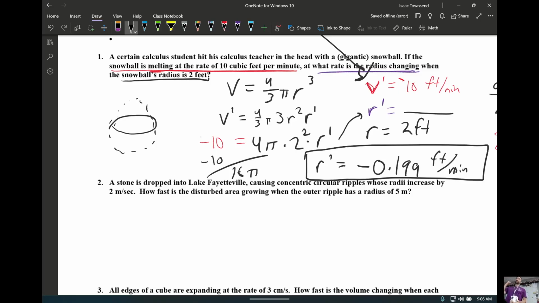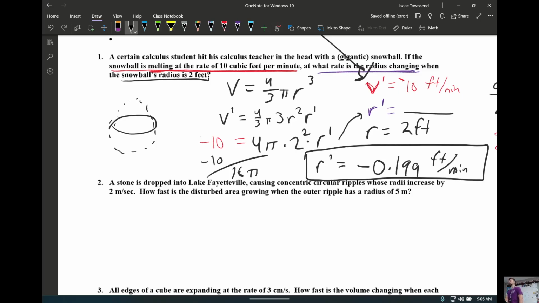Alright, so we found a geometry formula that matched this question. It was a sphere, so we started with volume of a sphere. We took the derivative with respect to time. Every time we took the derivative of something that was not a t, we created a prime version of that variable, plugged in all the stuff we had, and then the only thing missing was the one that they wanted us to find.